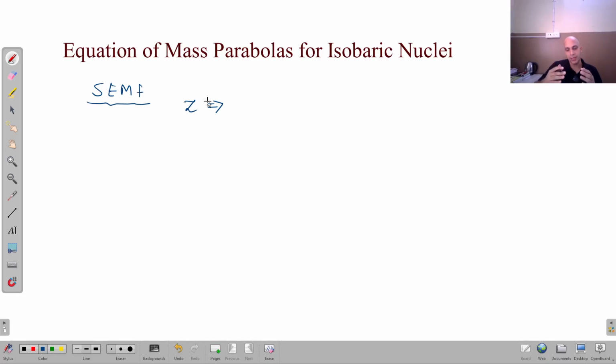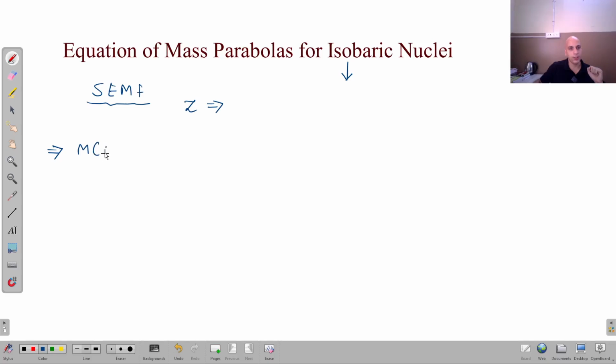Now, by utilizing the same semi-empirical mass formula, I am going to derive an equation of mass parabolas for isobaric nuclei. I have explained in detail what isobars are: those nuclei which have the same mass number, but either a different number of neutrons or a different number of protons in them, right? So to proceed further, we have to start with the semi-empirical mass formula.